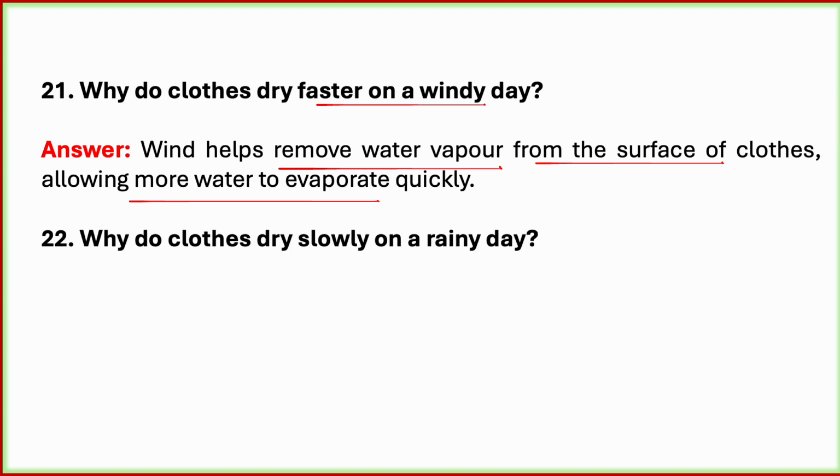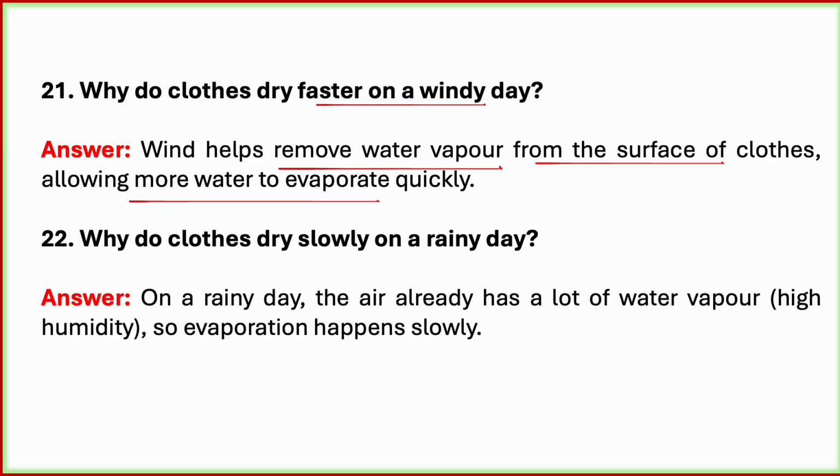Why do clothes dry slowly on a rainy day? On a rainy day, the air already has a lot of water vapor, that is high humidity. So, evaporation happens slowly. On a rainy day, water evaporates slowly. If the amount of water in the air is already high, water evaporates slowly.